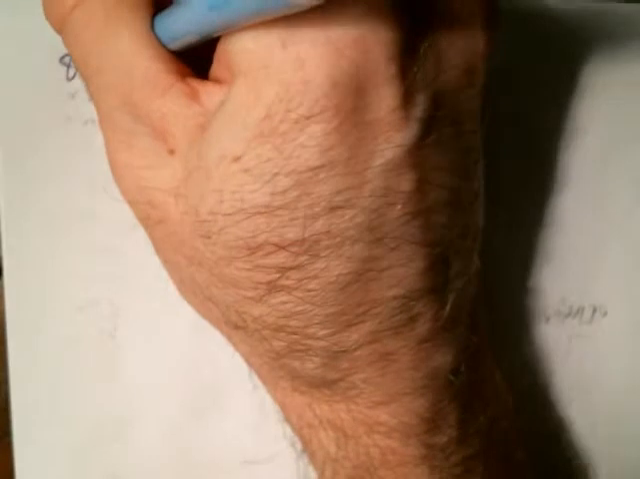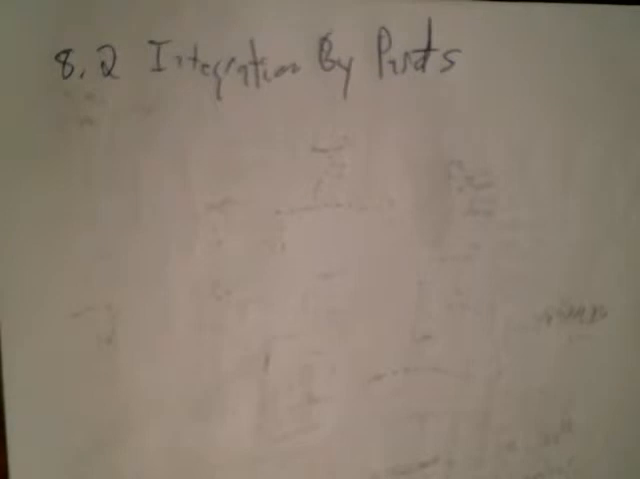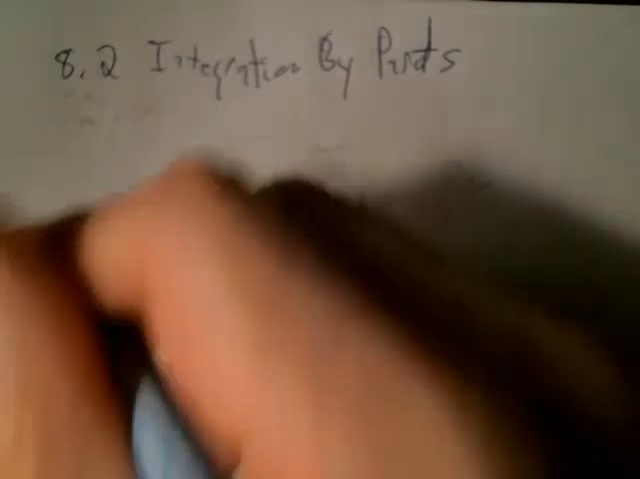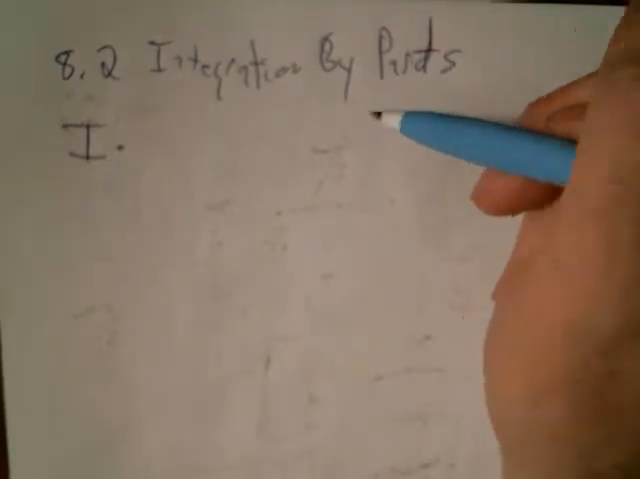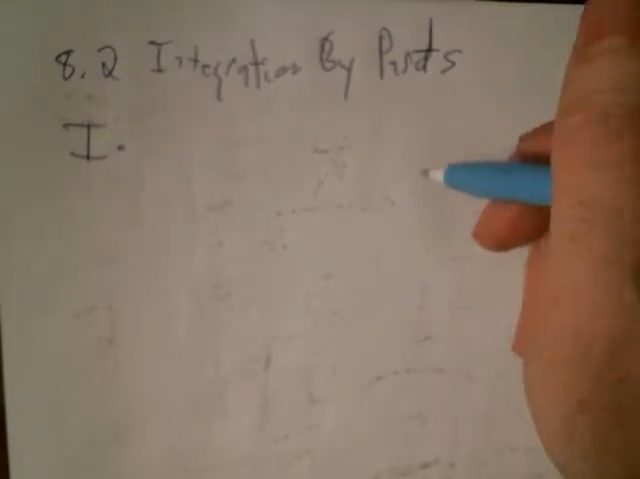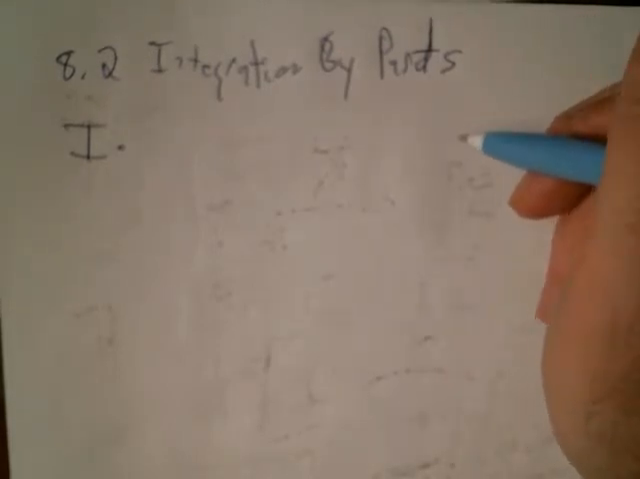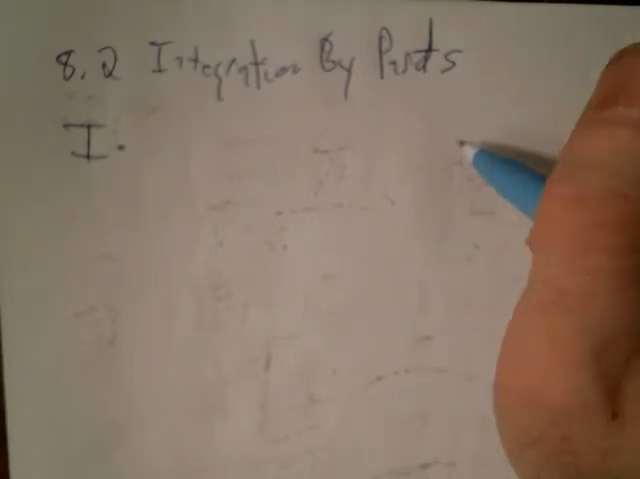Okay, welcome back. This is 8.2, integration by parts. So what the heck is it? Well, it's basically the integral of a product. Remember you had a product rule when you took derivatives. The derivative of a product is not necessarily equal to the product of the derivatives. It's kind of the same deal here with integration.